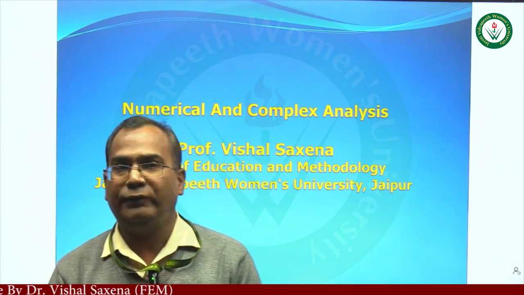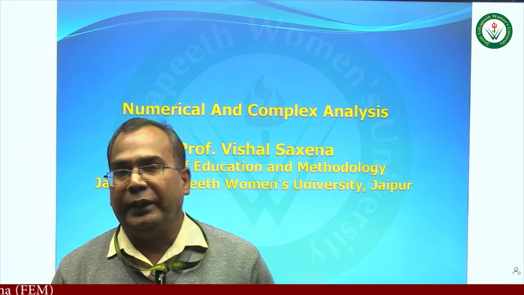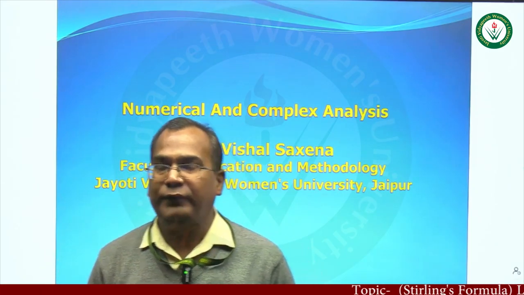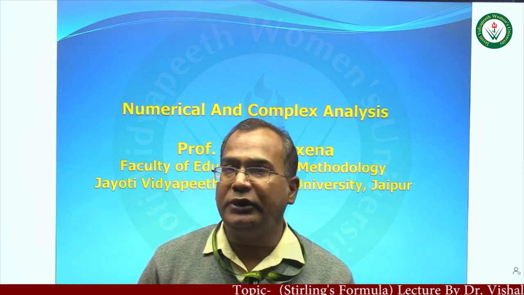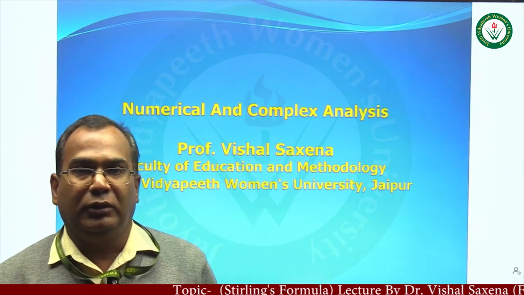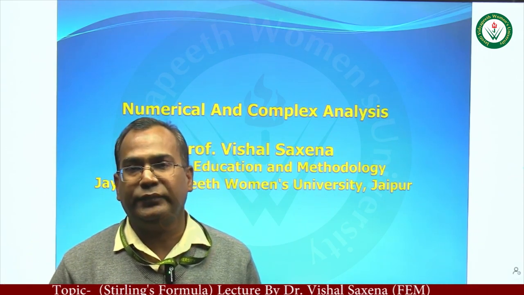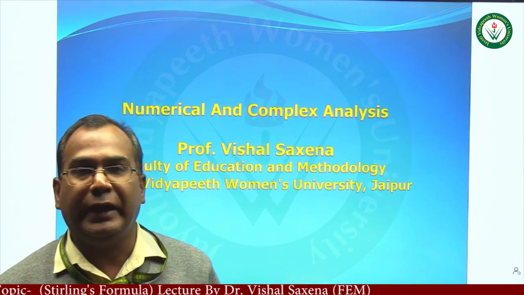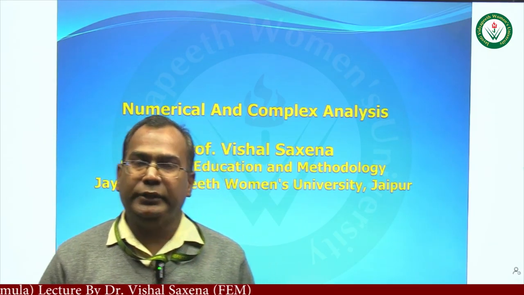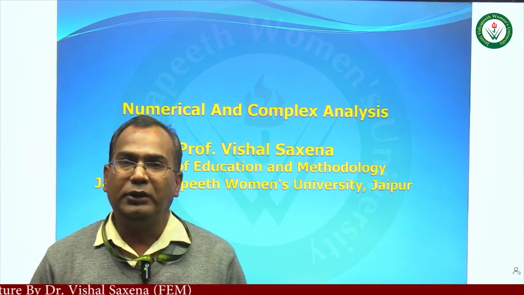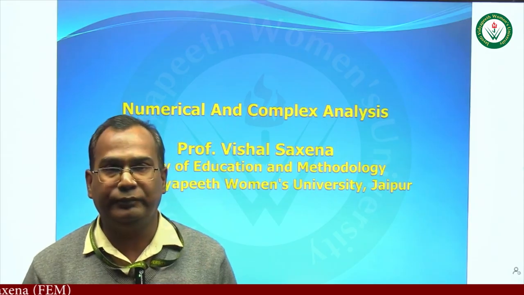the Stirling formula is a very important formula, which can be used for central differences and for interpolation, to interpolate the value of y where the value of x is lying at the center of the table, or in the neighborhood of the center of the table.